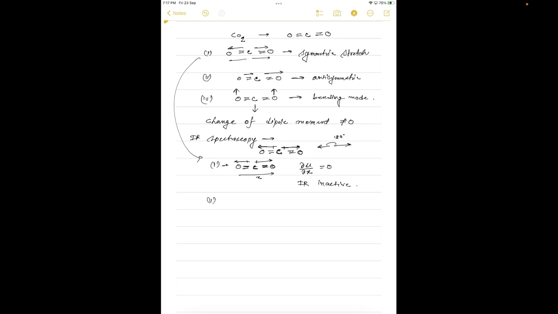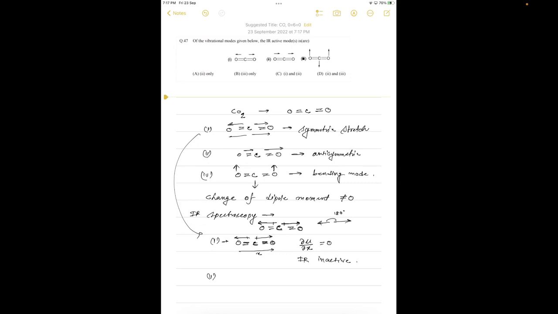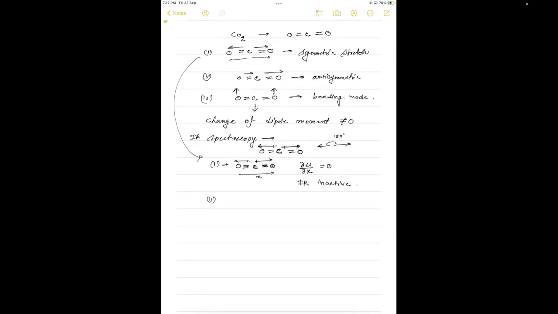Now let's move to option 2, the antisymmetric stretch. Because the C double bond O bond here stretches in this direction, and the other C double bond O bond also stretches in this direction, the molecule will look like this: one oxygen atom is moving in this direction and the other oxygen atom is also moving in this direction. Let's calculate the change of dipole moment due to this motion.